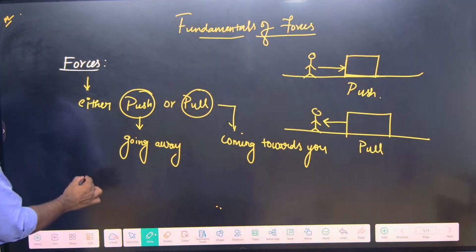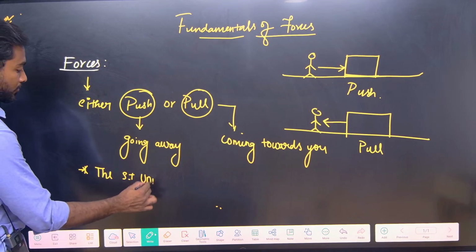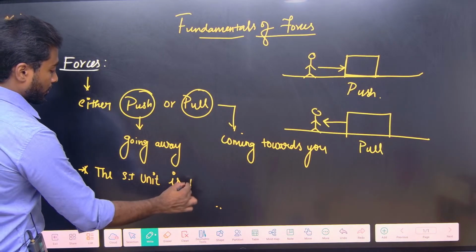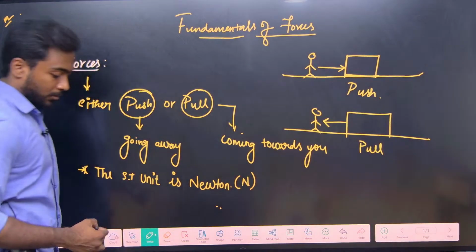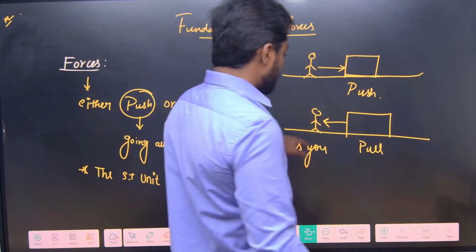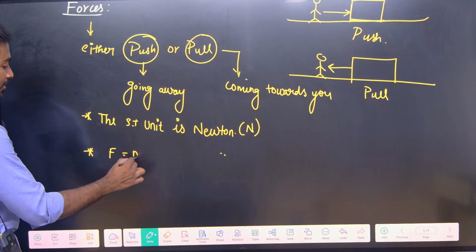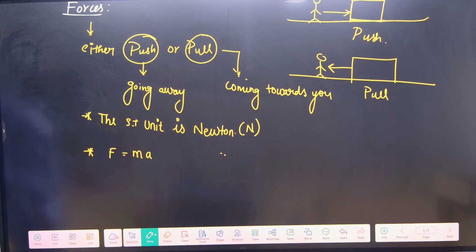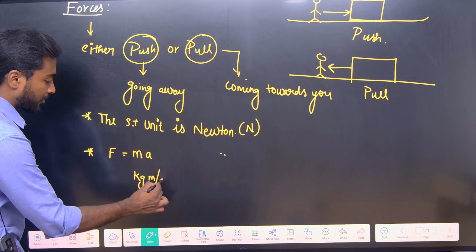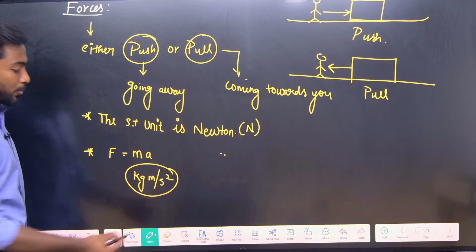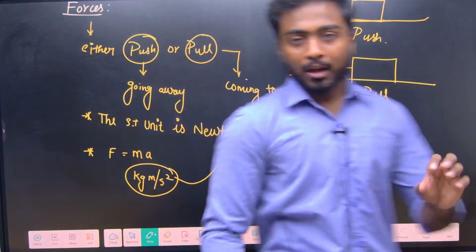What is the unit? The SI unit is Newton. And what about the formula we have studied? Force is nothing but mass into acceleration, right? So what is the mass SI unit? kg. Acceleration, meter per second square. So kg meter per second square also we can say, or else I can say it's a Newton also, right? This is about the basic terms of the force.